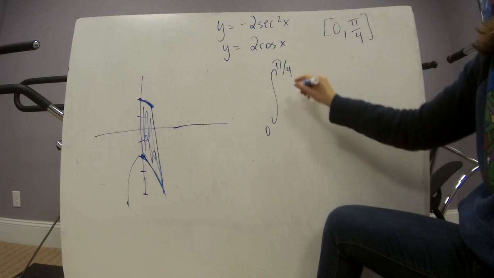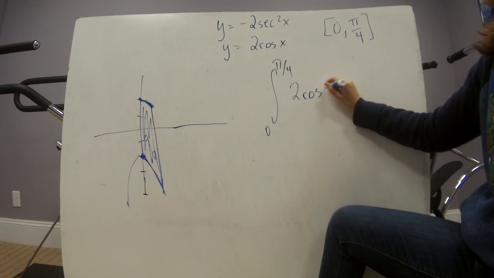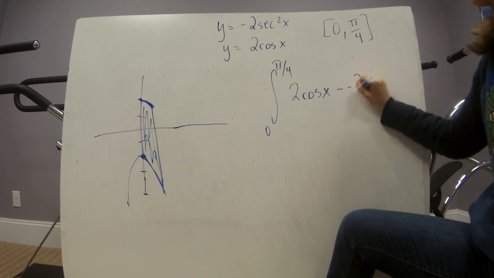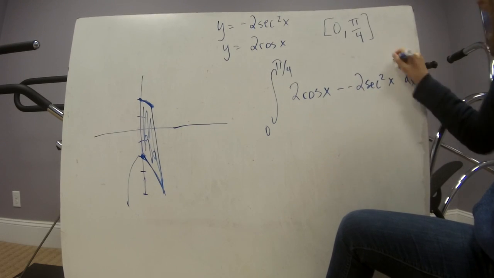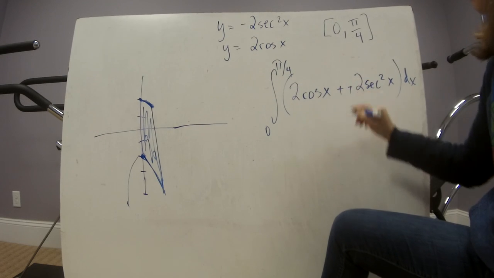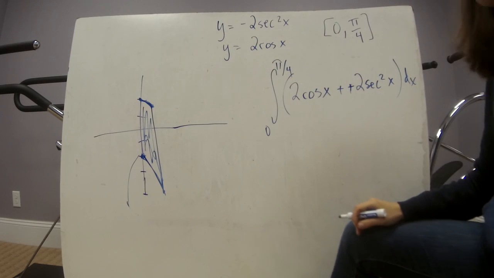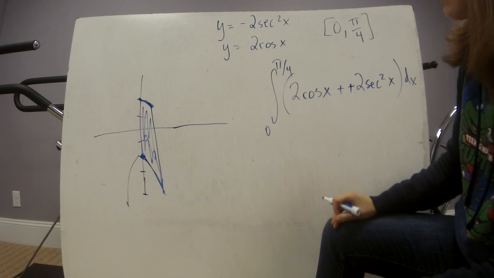And as soon as we know that 2 cosine is on top, we're golden because we're just doing 2 cosine minus negative 2 secant squared dx, and this will turn to plus, and we're going to see if we can go backwards. Let's do it. What's backwards from 2 cosine?